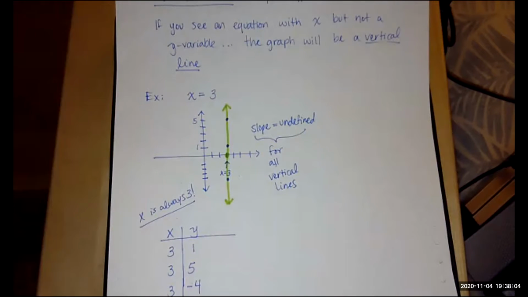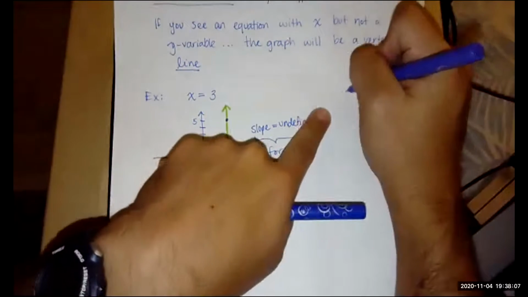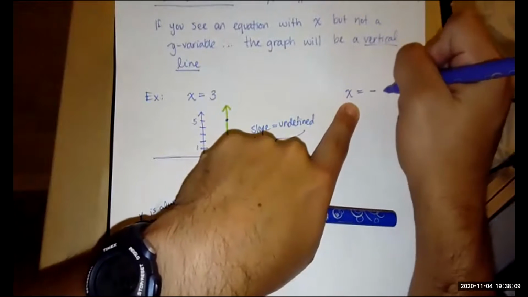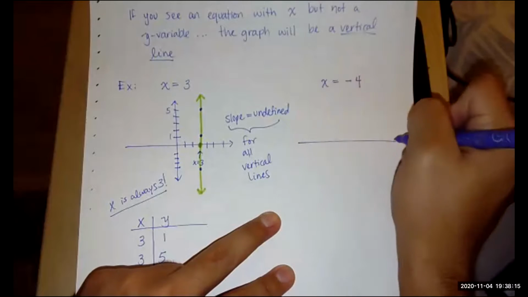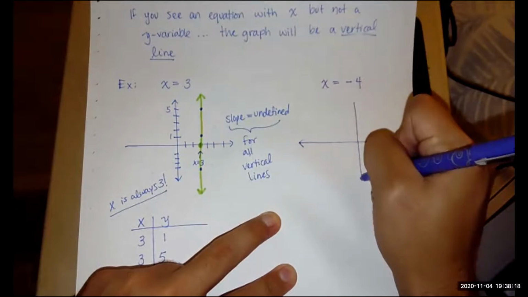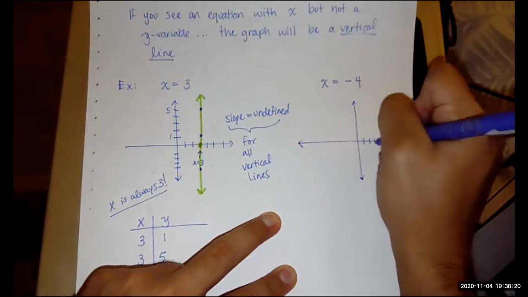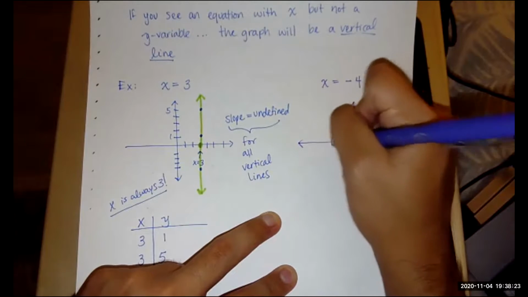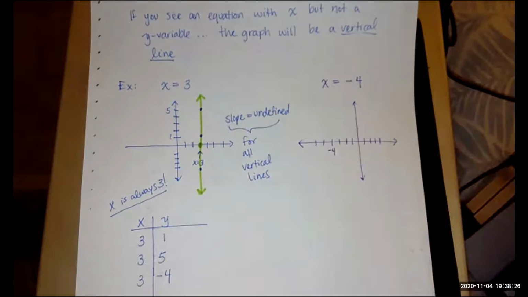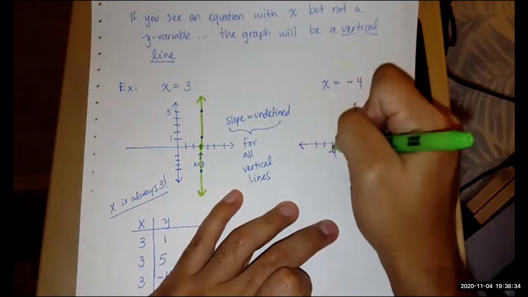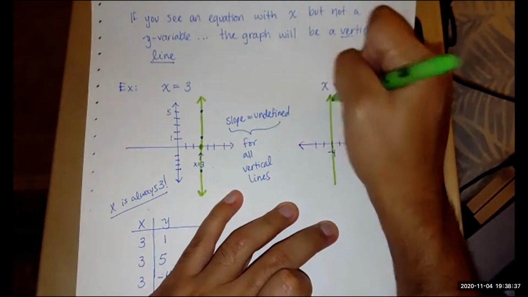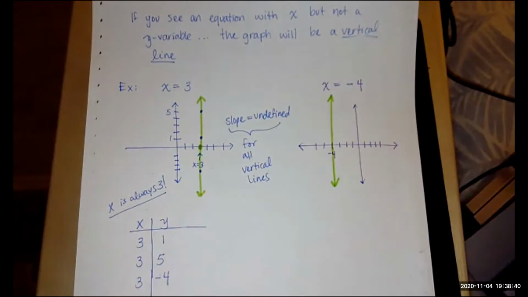Another example might be x is equal to negative 4. So if I were to graph this one, where I have 1, 2, 3, 4, that would be positive 4. 1, 2, 3, 4, 5, 6. This would be negative 4 right there. If I have this equation, then I know my vertical line is going to be passing through this x value, so I should have a vertical line going like that. Again, I know it's vertical because there's only an x and there's not a y.